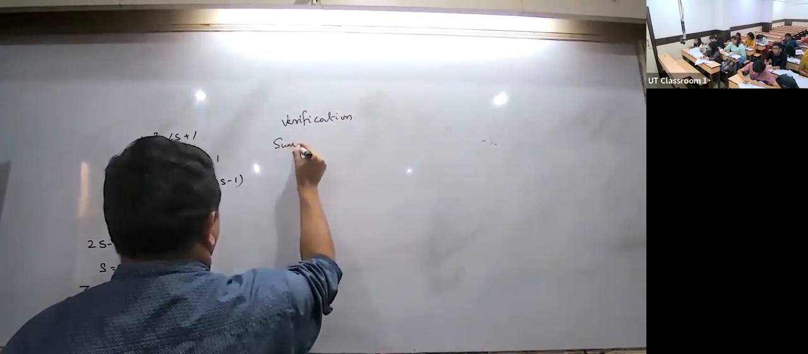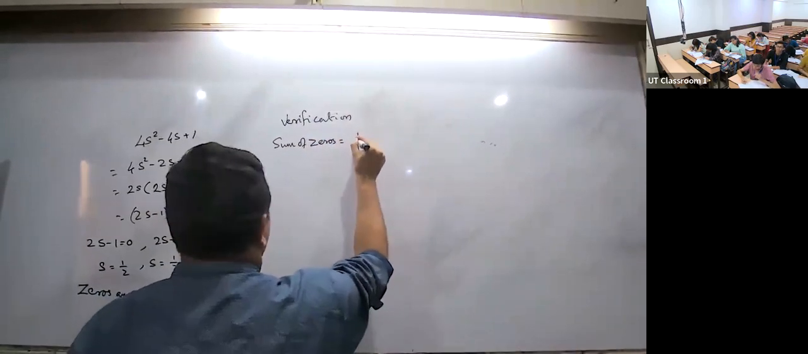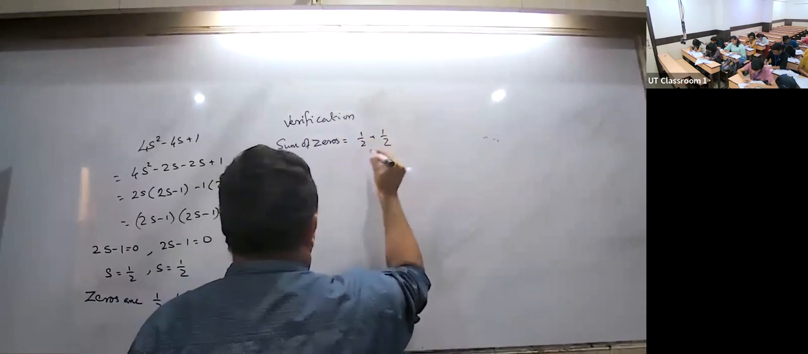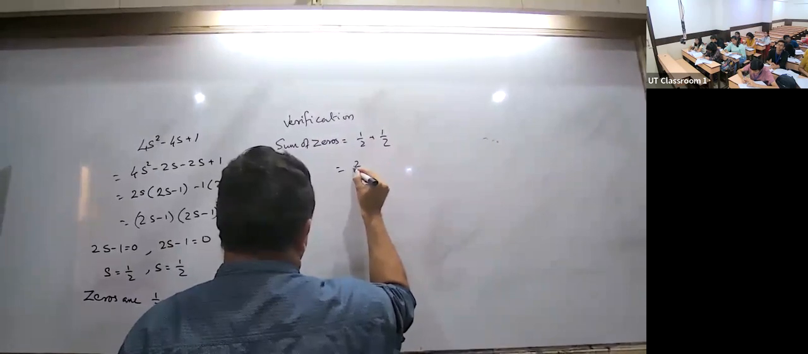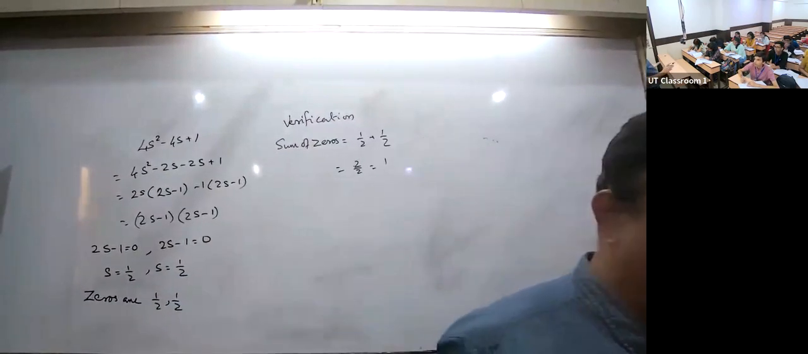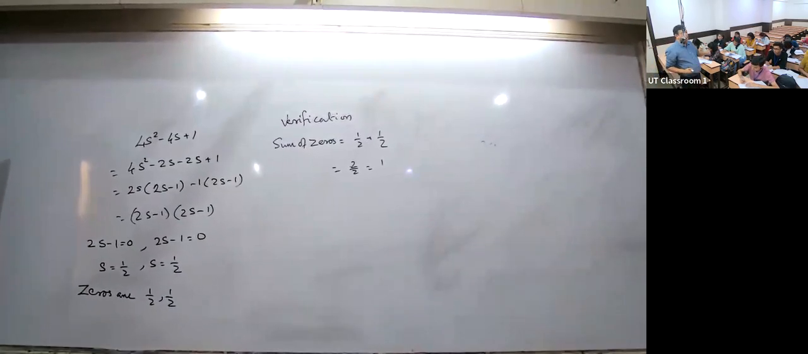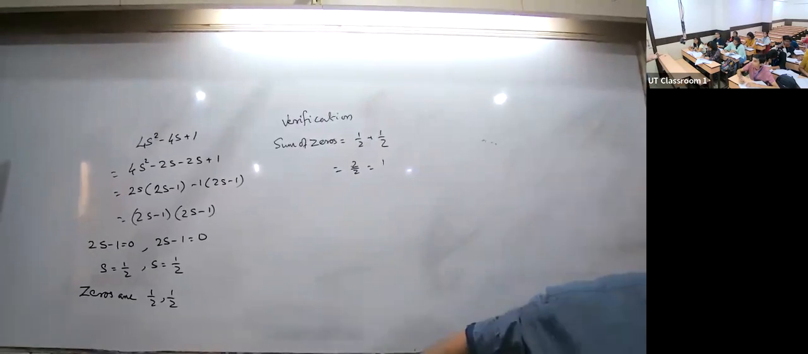Sum of zeros is equal to 1 by 2 plus 1 by 2. How much is 1 by 2 plus 1 by 2? 2 by 2, which is equal to 1, or directly write 1. Now what we need, look here. What is the sum of the zeros? Formula?